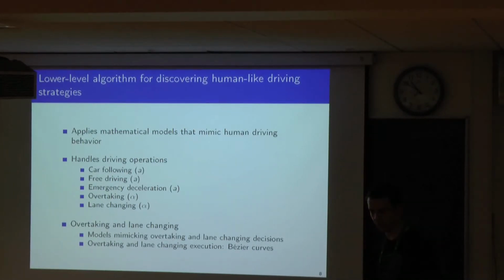Some more details about the overtaking and the lane changing. These models actually mimic the decisions when this overtaking or lane changing should start, while the actual execution is done with Bezier curves.